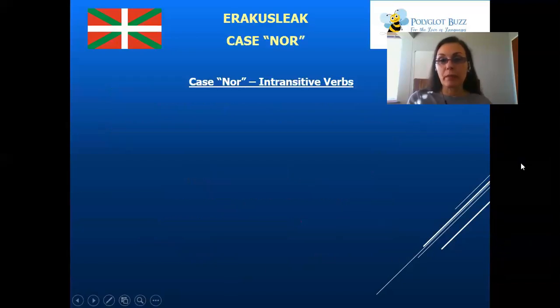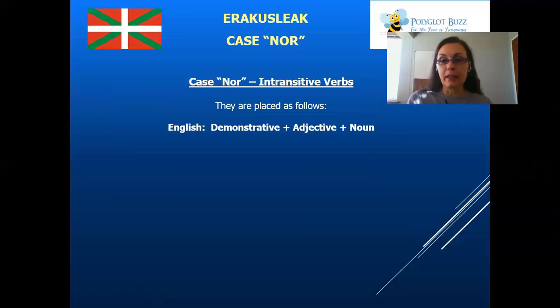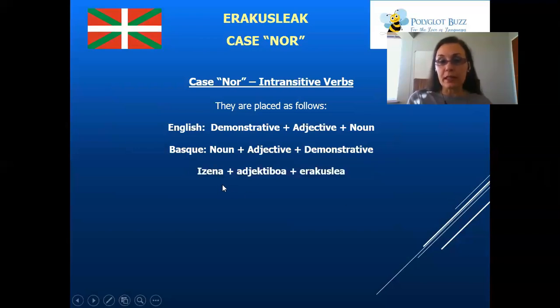What does this mean? In the case nor. Case nor is used for intransitive verbs, normally movement verbs. They are placed in English: demonstrative adjective and noun. This big house. In Basque: house, big, this. Etxe handi hau. Izena, adjetiboa, erakuslea. That is in Basque the same thing.